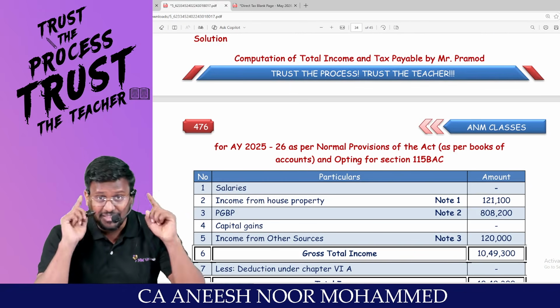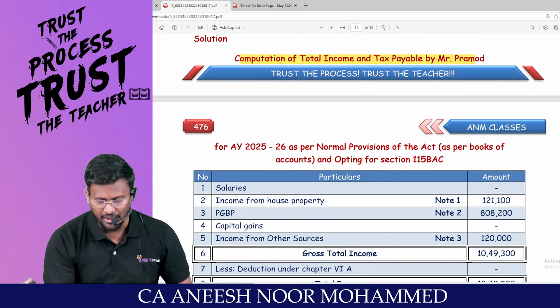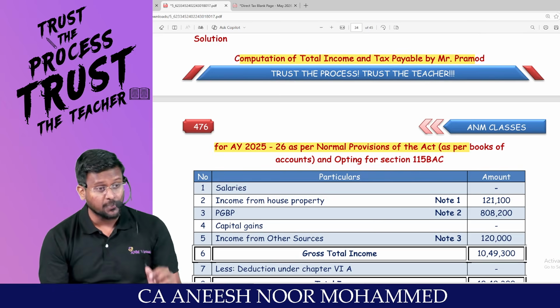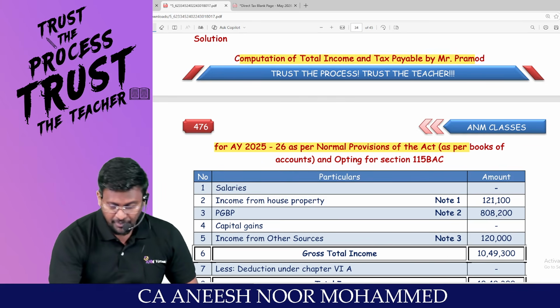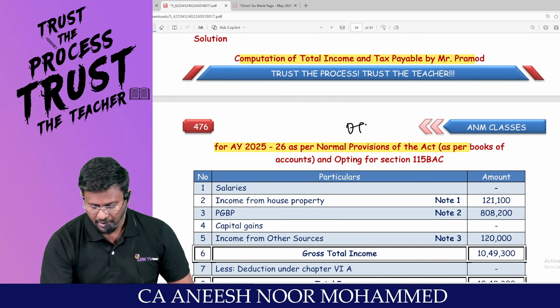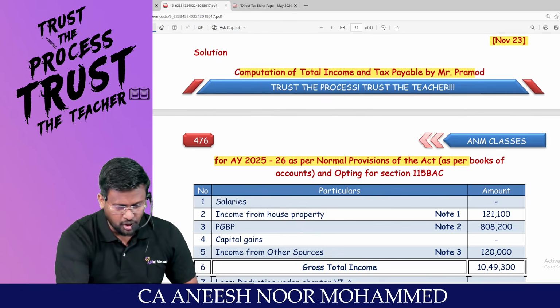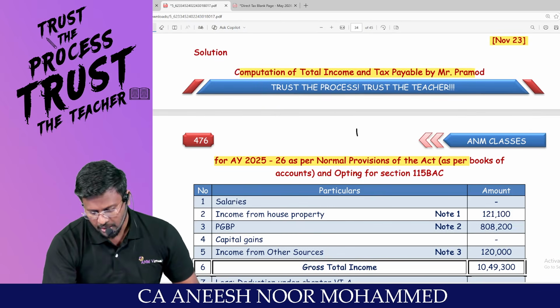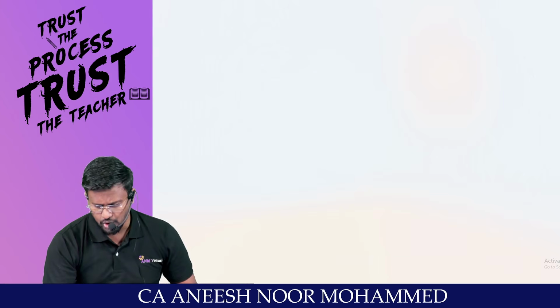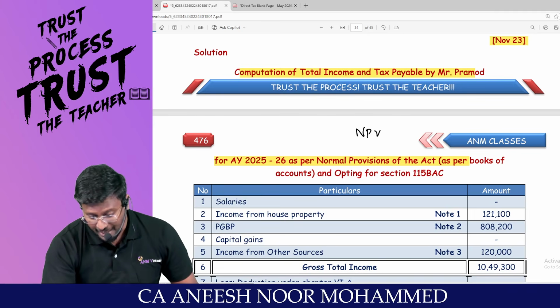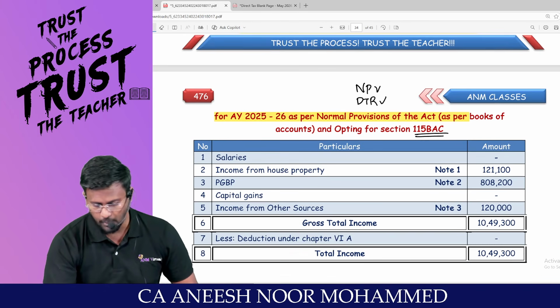First one, computation of total income and tax payable by Mr. Pramod for assessment year 25-26 as per the normal provisions of the Act. That means he is going to travel through the what? Normal provisions means books of accounts, not presumptive taxation. Normal provisions means books of accounts, plus what tax regime? Default tax regime. Super. Opting for 115BAC.